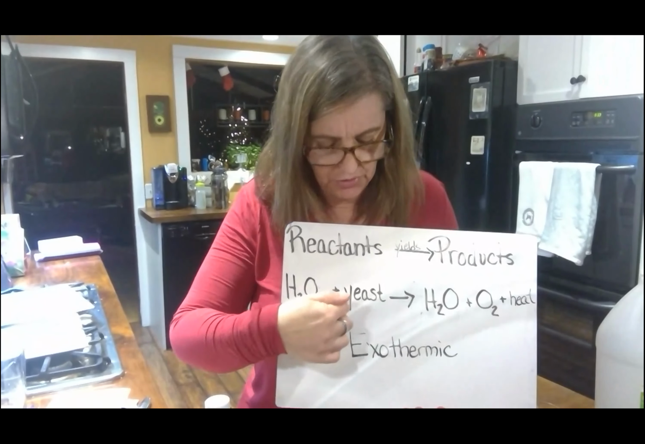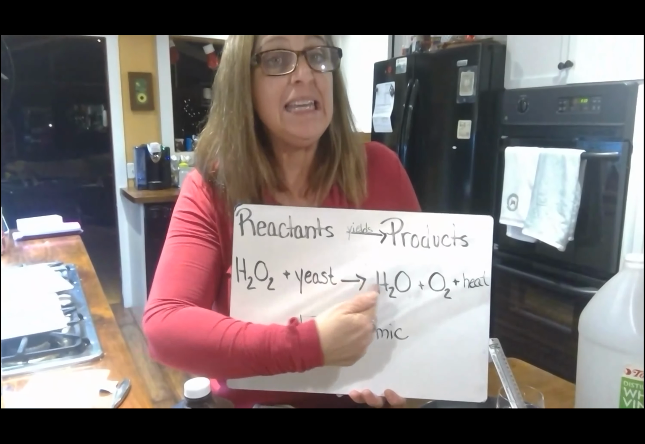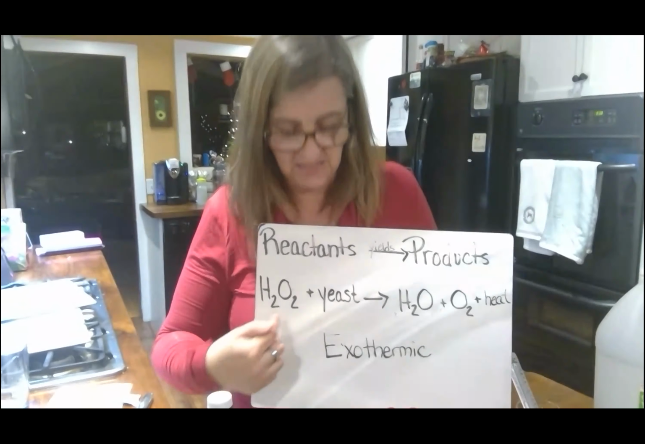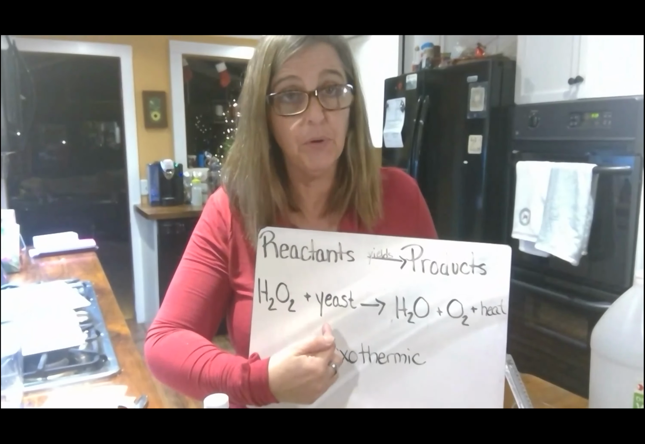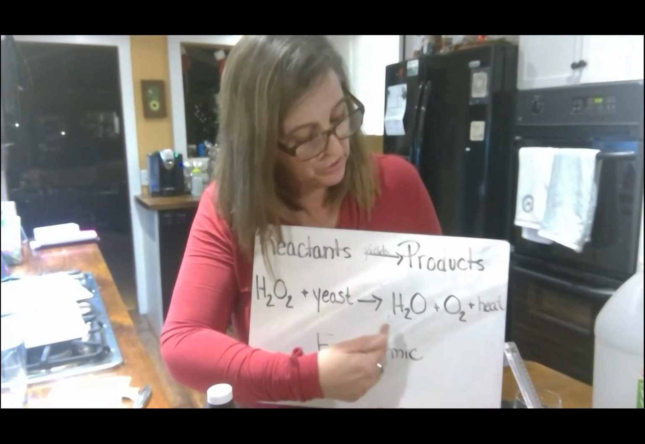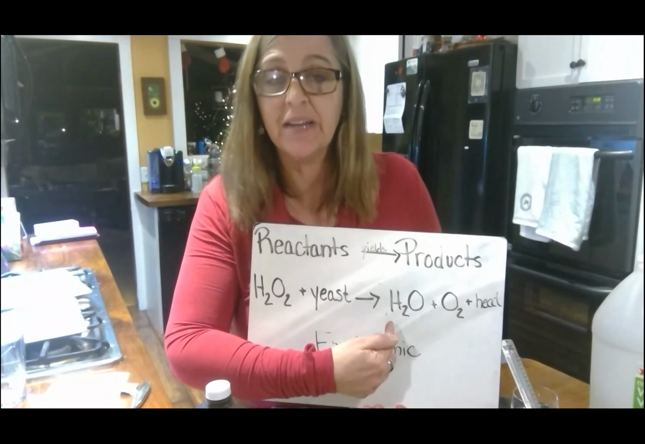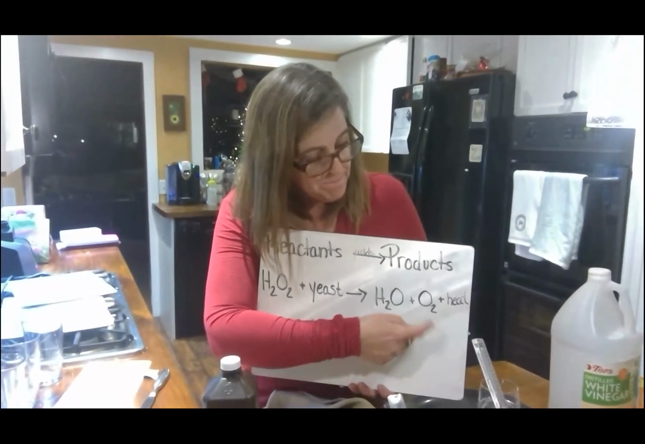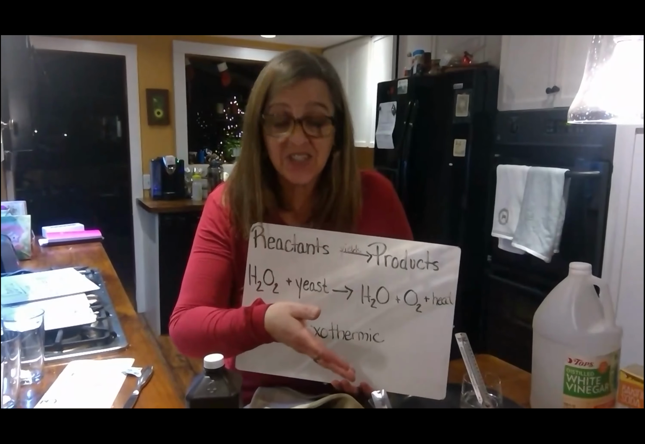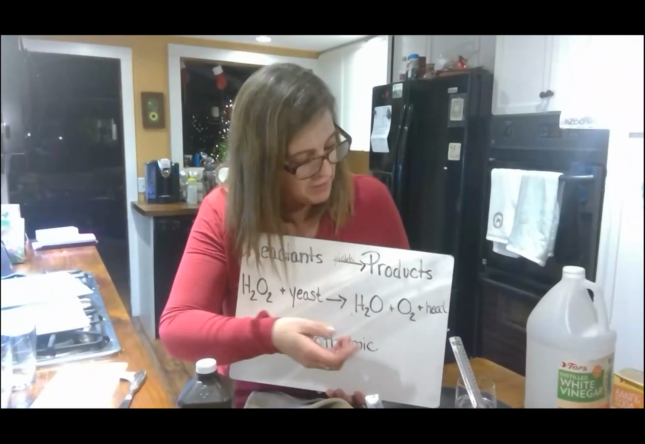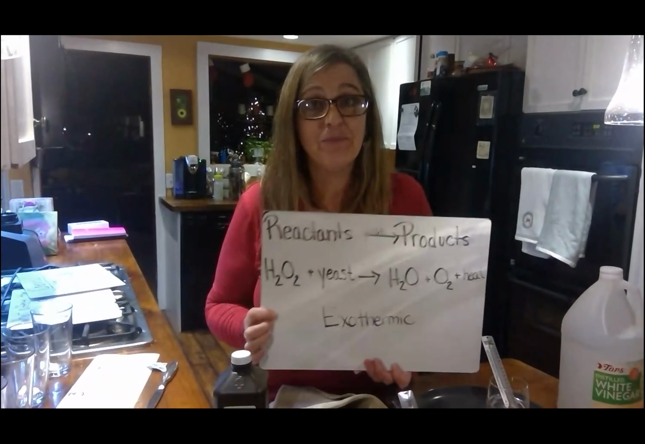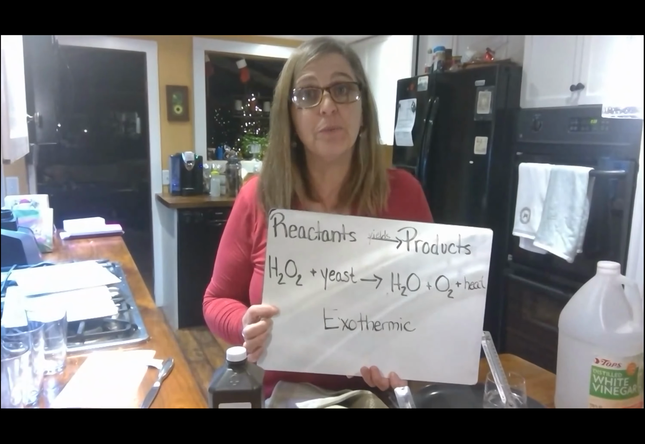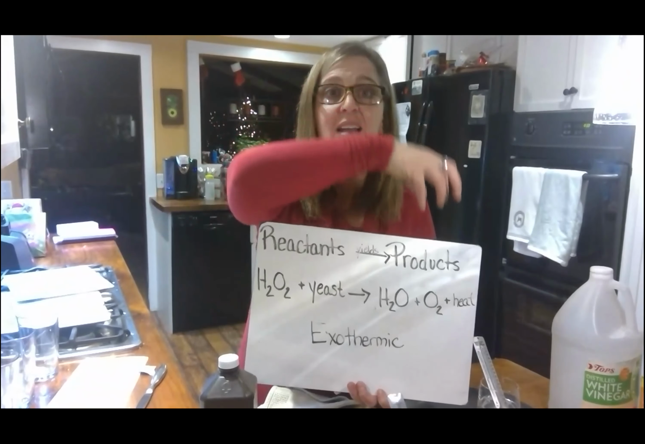So H2O2 plus yeast, it yields, that's what the arrow means. I take these reactants, put them together, it yields or creates the following products. It gives me H2O, which is just water, O2, which is oxygen, that's the gas bubbles, and heat. This is the exothermic reaction with the reactants and the products.